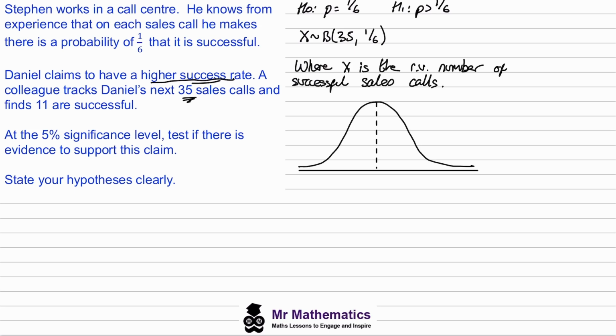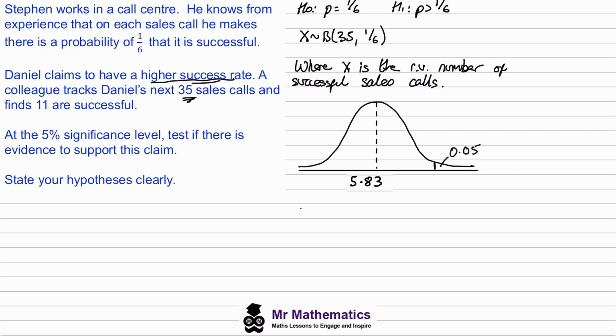And now because P is greater than 1/6, we'll work out the expected value as 35 multiplied by 1/6, which is, and then because P is greater than 1/6, we're looking to the right. So now this will be our tail here. And again, the significance level is 0.05.